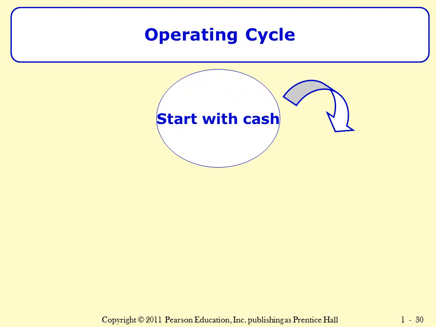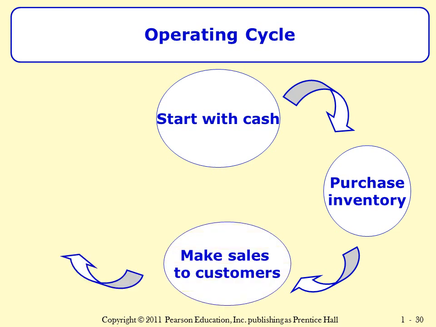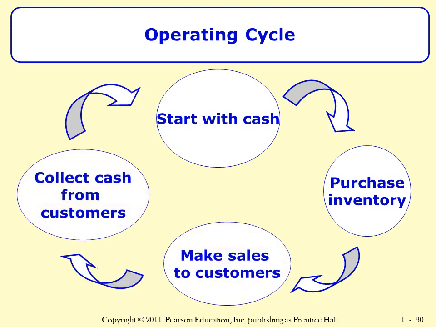Things like this. So the operating cycle. This is similar to the slide we saw earlier with team shirts. So you take your cash. You purchase your inventory. This is if you're a merchandiser. You make your sales to the customers. You get more cash. And then you keep going around. You buy more inventory. You sell more inventory. You make more money. And so on and so forth.